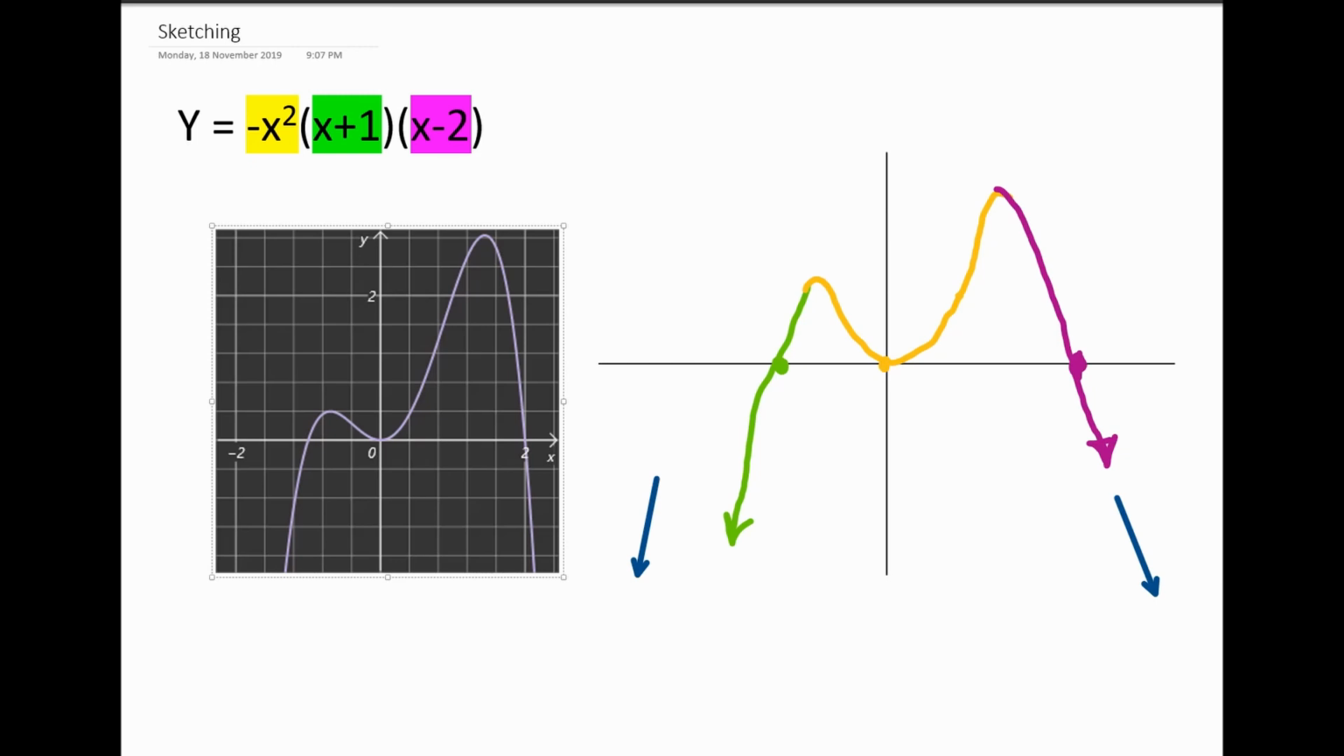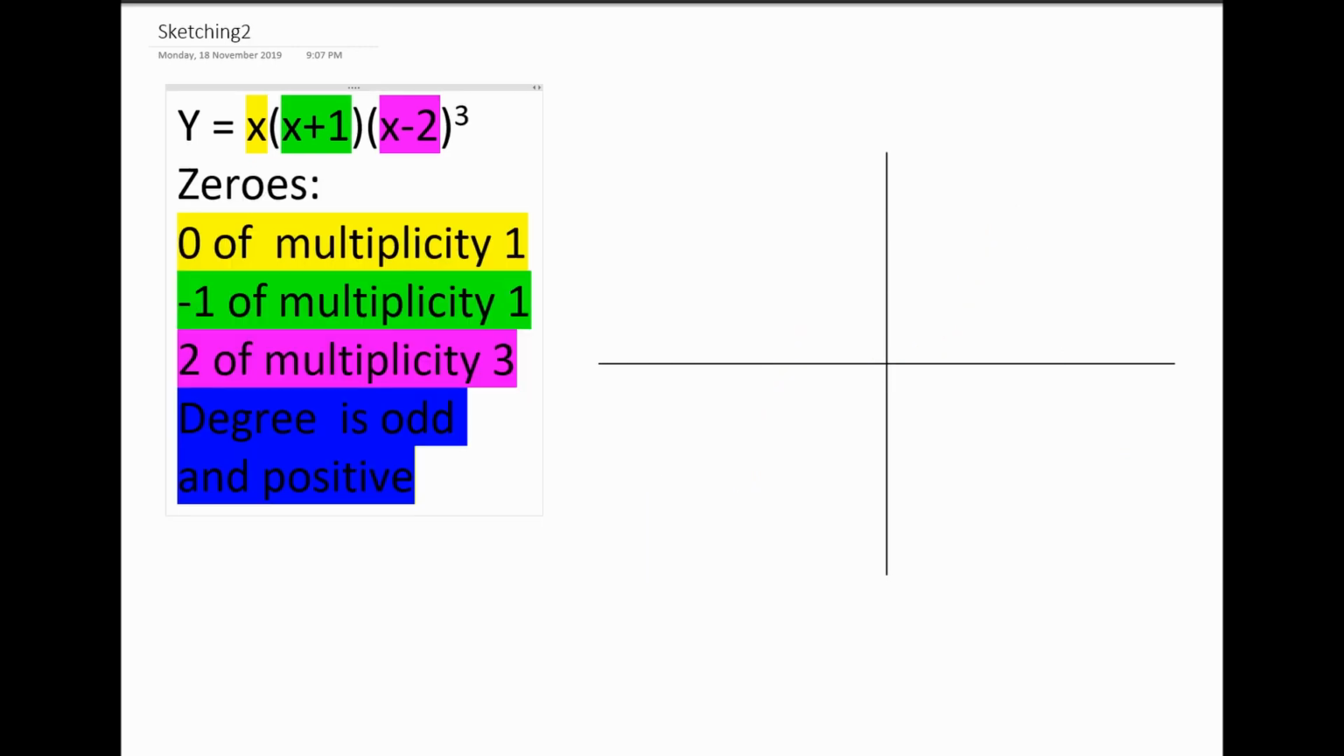Let's look at another example. We have x times x plus 1 times x minus 2 to the third power. We can first identify the degree, which is odd and positive. Thus, we know that the end behavior is something like this. The leftmost side of your graph tends to go downward, and the rightmost side of your graph tends to go upward.